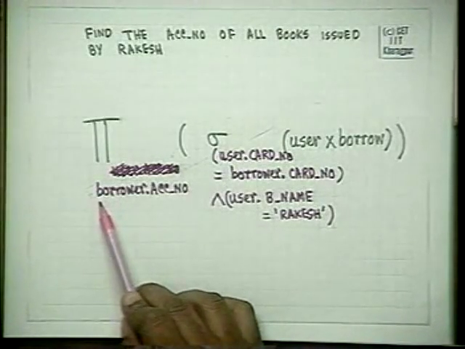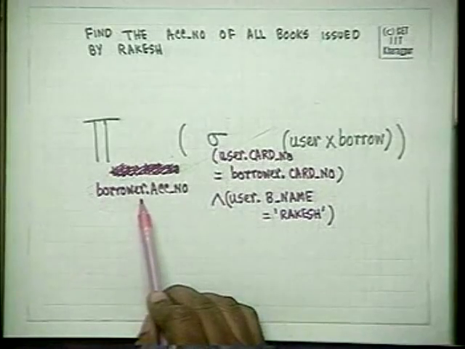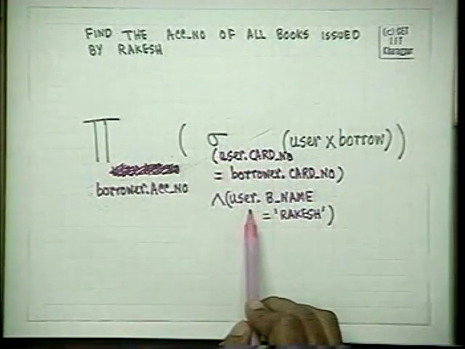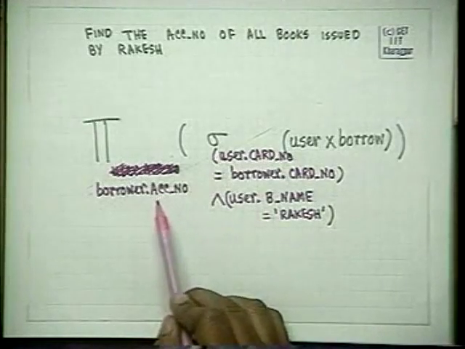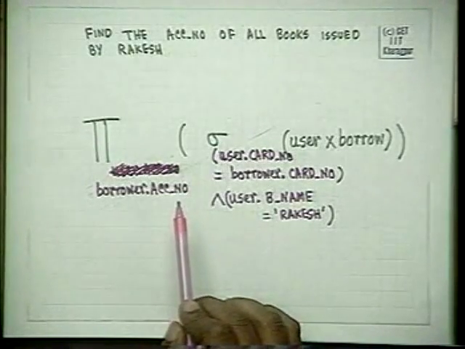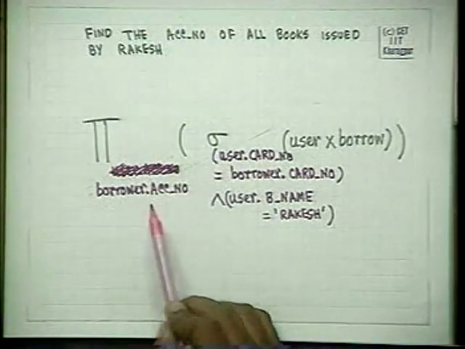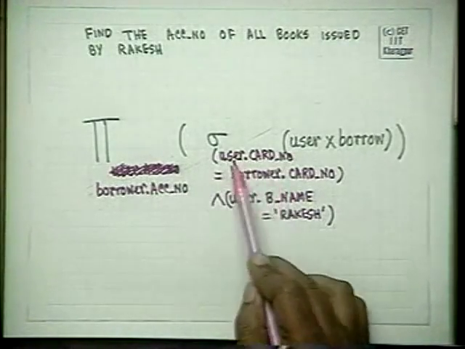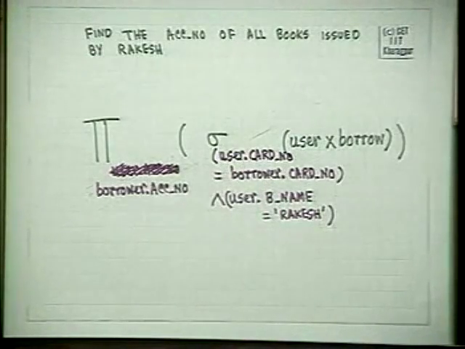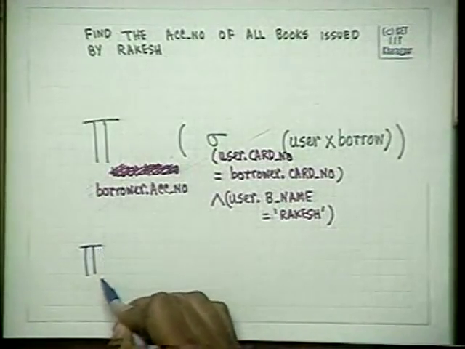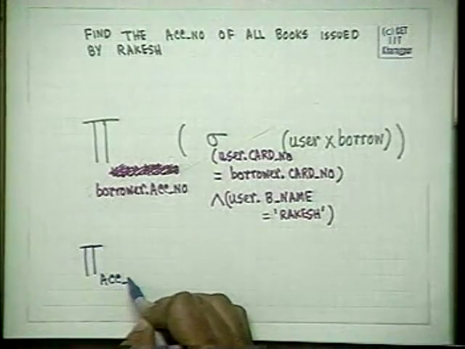Now sometimes I need not write down these relation names if the attributes do not clash. That is, for attributes which are not common, I need not write this down. Only where they clash, I will write them down. So this query may be simplified and written out like this, without any loss of ambiguity.